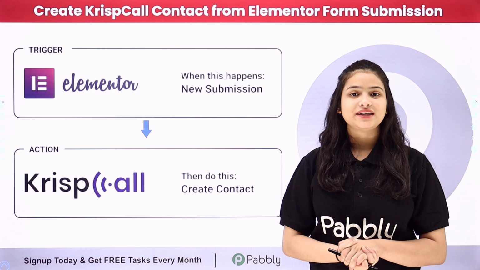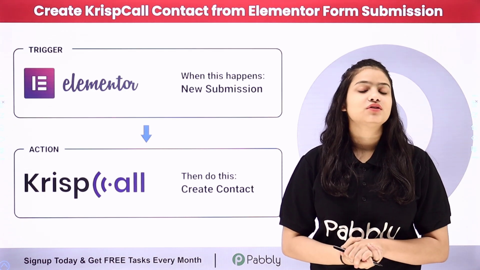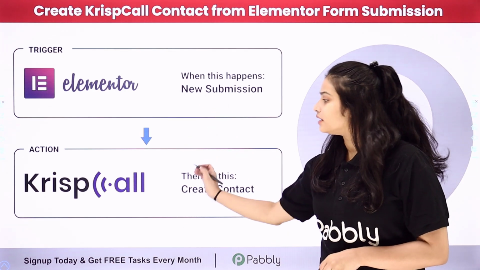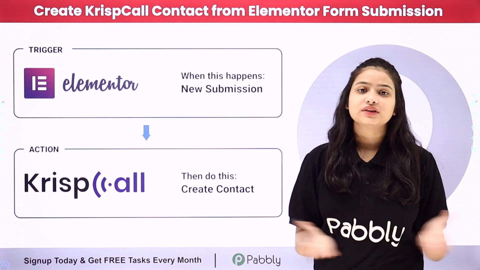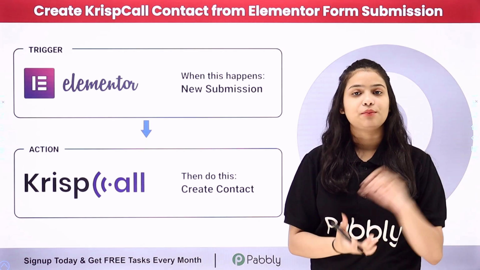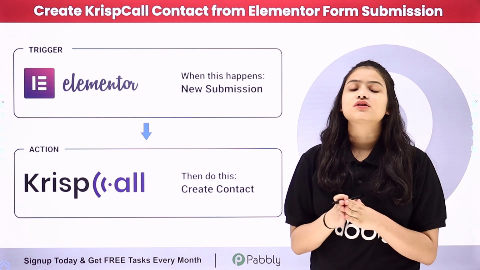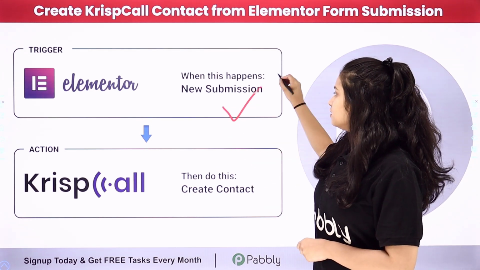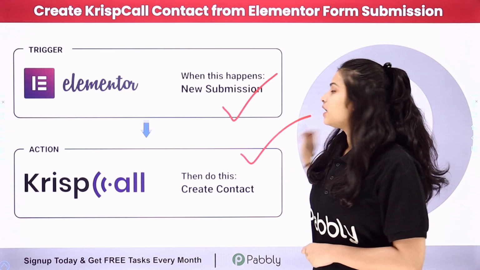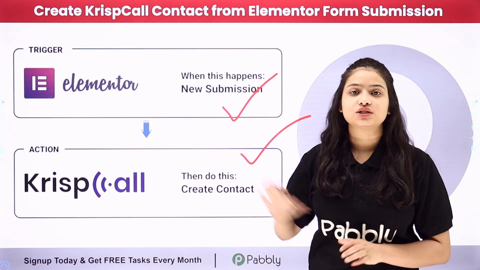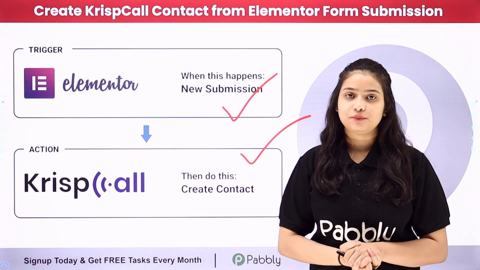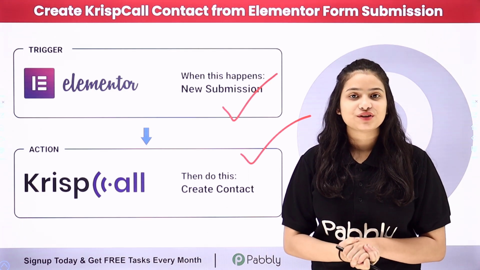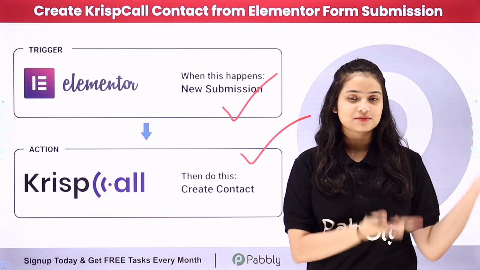So how are we going to automate this entire process? For this, we will have to set up a connection between Elementor and KrispCall, and we are going to do that without any coding or programming skills with the help of Pabbly Connect. Pabbly Connect works on two principles, trigger and actions. In trigger we are going to take Elementor, and in action we are going to take KrispCall, and we are going to set up a connection between these two applications to automate this entire process. To learn this amazing automation step by step, let me take you all towards my screen.